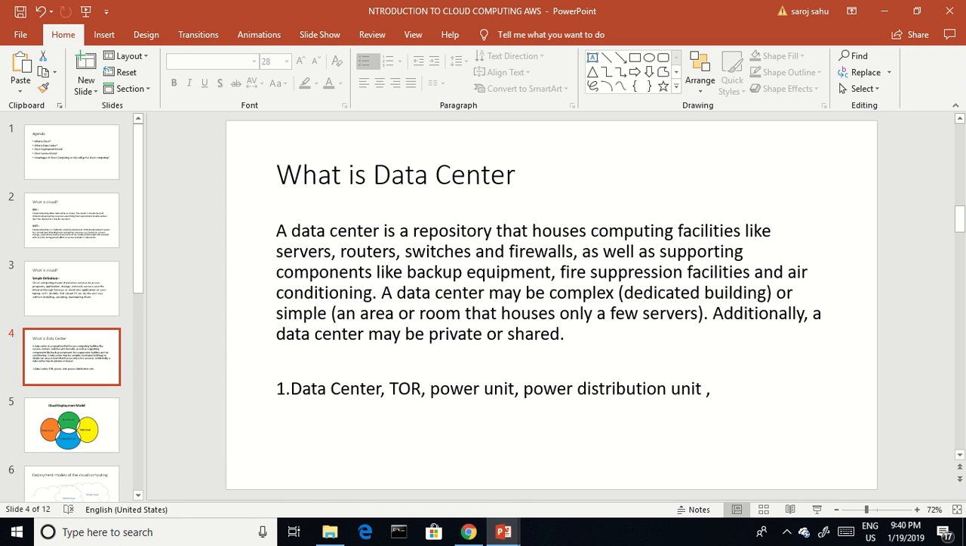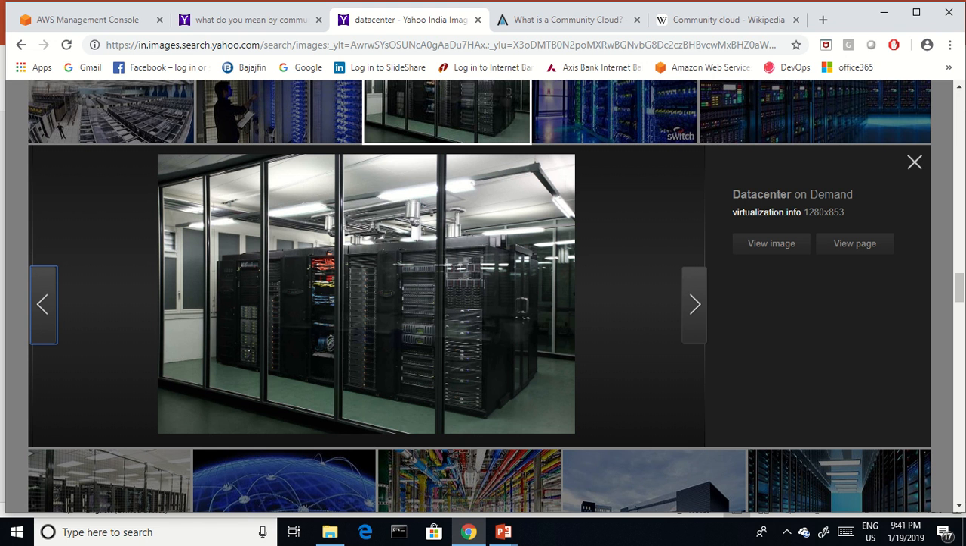And you have a lot of small components like ToR switches, power supply units, power distribution units, everything. It is confined in an isolated room or isolated building, from where we can get all the computing services. So that is called a data center. If you physically want to see how a data center looks, you can google it and get the image. So this is one data center image, where we can see the racks. This is a single rack, and this is another single rack.